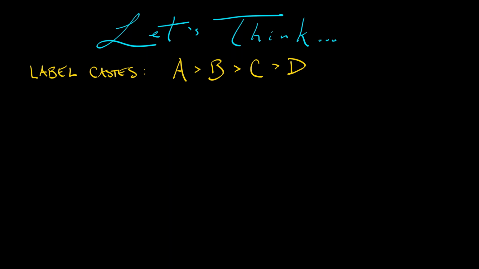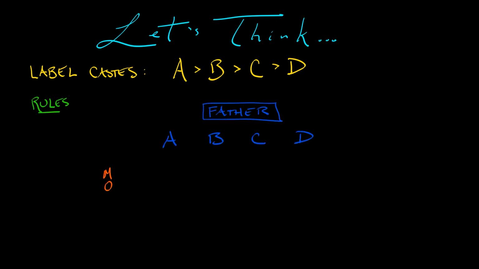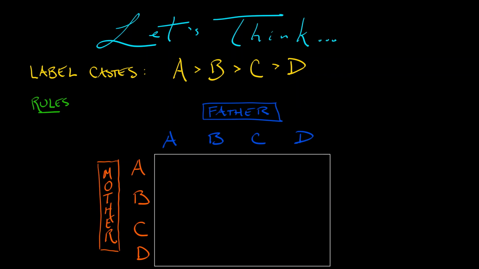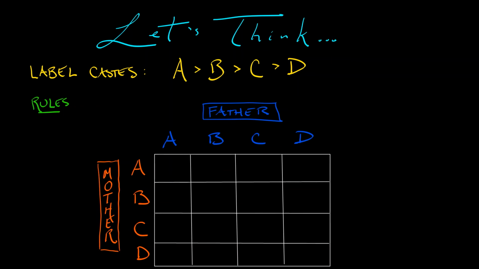Then what are the rules? Well, assuming the usual binary pairing between a mother and a father, the father could be from one of 4 castes, A, B, C, D. The mother can be from one of 4 castes, A, B, C, D. But most of those pairings are restricted. So A with B, or B with C, or C with B, or any of those things. Most of those are gone because you have to pair with someone from the lowest caste if you are not in the lowest caste.